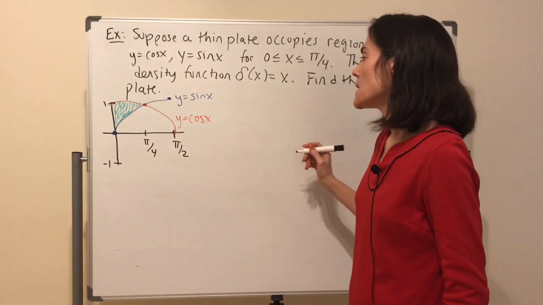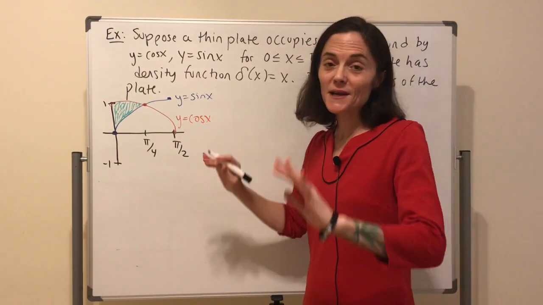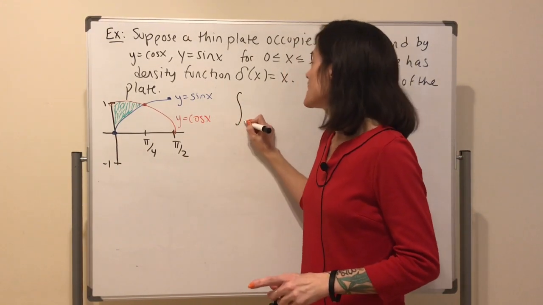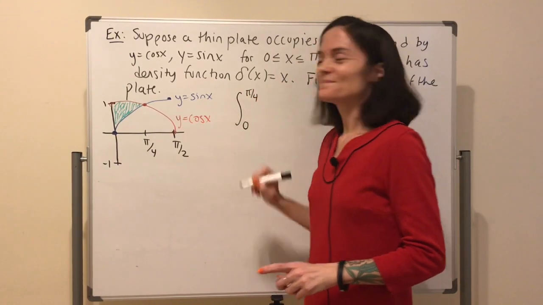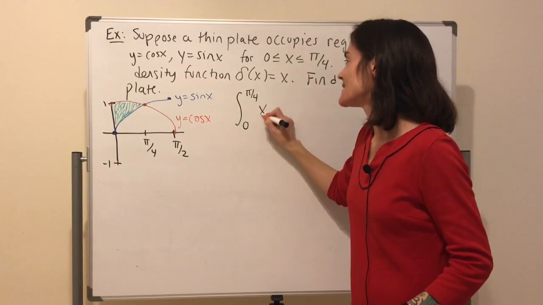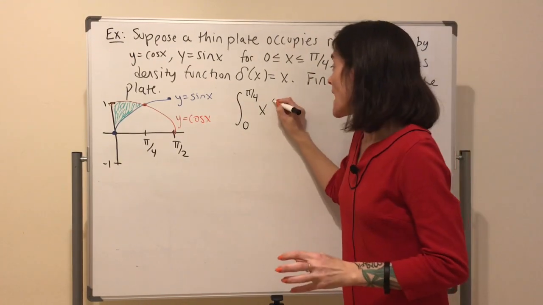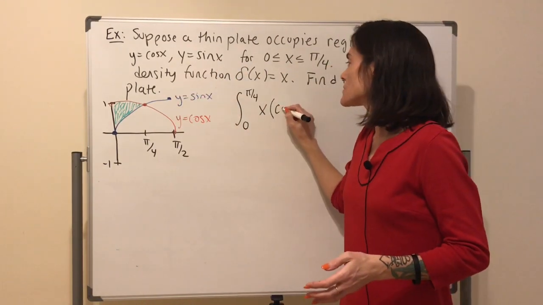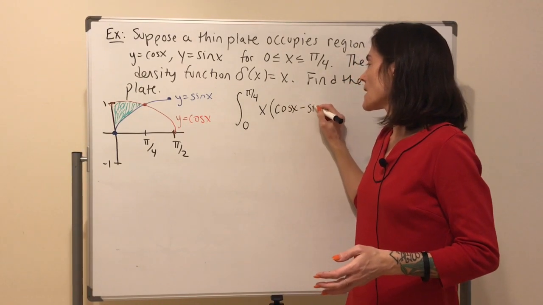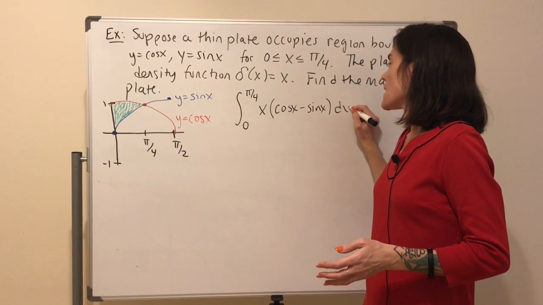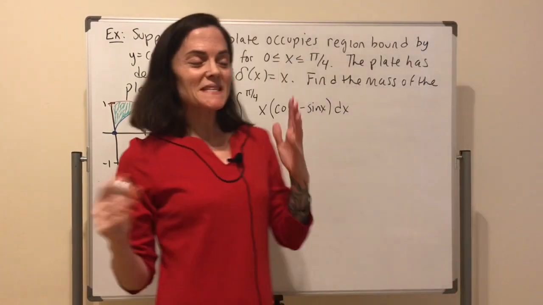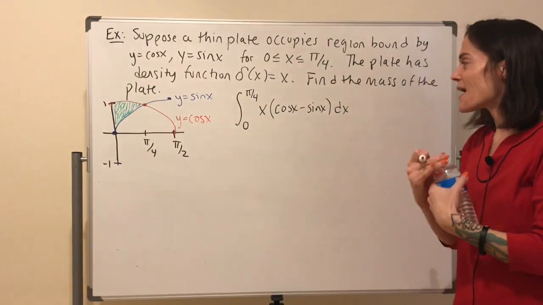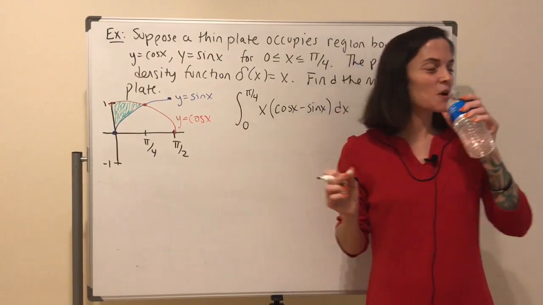Wonderful. Now, let's set it up, but I'm going to do more than that. We will do the whole integral. The setup is we integrate 0 to pi over 4, and then we have x. That's our density. Then we have to do upper minus lower. Upper is the cosine. So it's cosine x minus sine x dx. Okay? If this was a setup only, we'd be done, but then we'd be missing a lot of fun of this problem. So we're going to keep going and finish it.